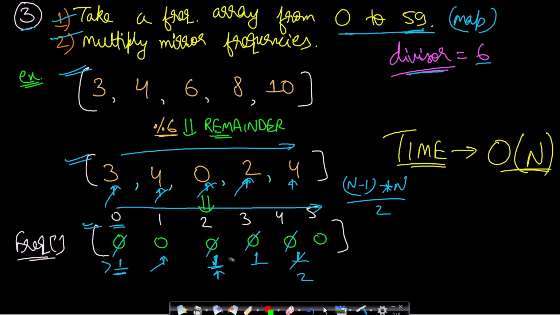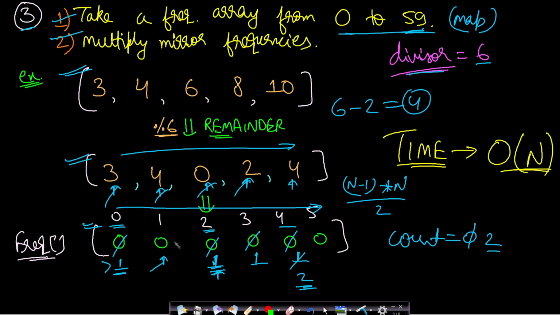Now for this 2, the value of frequency is 1. So what is the corresponding mirror image of this 2? So it will be 6 minus 2, which will be equals to 4, right? So the count of 4 is already 2. So we will just multiply 1 with 2, and the count value will be incremented from 0, and it will now become 2. And where should we stop? We will obviously stop before n by 2.